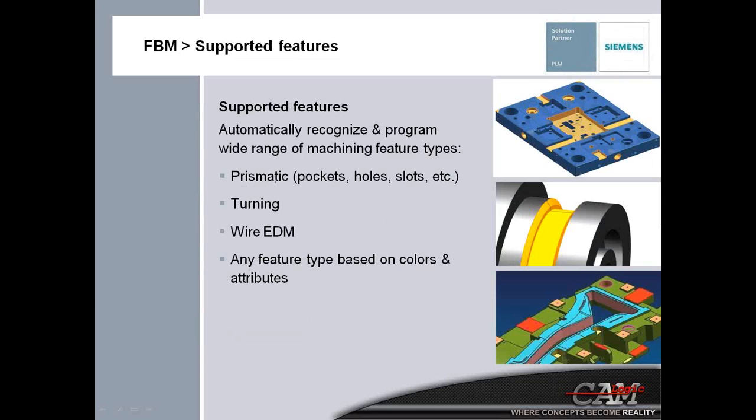First, we're going to discuss the feature-based machining from NXCAM. Feature-based machining, also known as FBM, will automatically recognize and program a wide range of machining feature types. This can include wire EDM, prismatic features, pockets, holes, slots, even turning inside of NXCAM. Another practice that we've seen used in the past that NXCAM does support is colors along with attributes, and we'll discuss that a little bit more further along in the presentation.